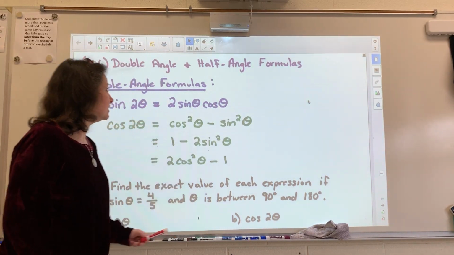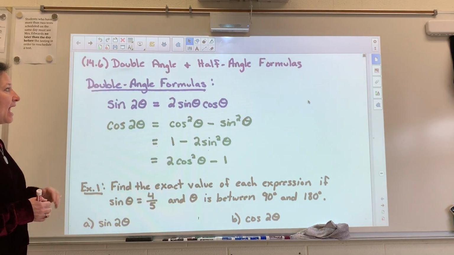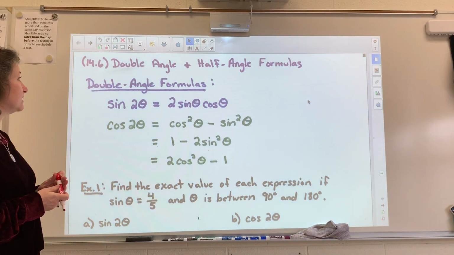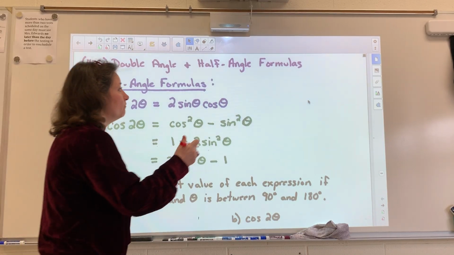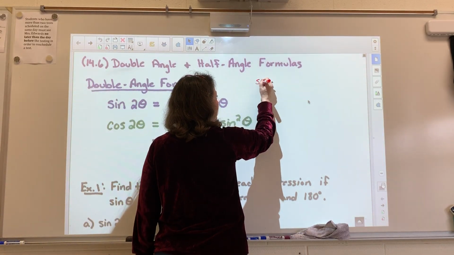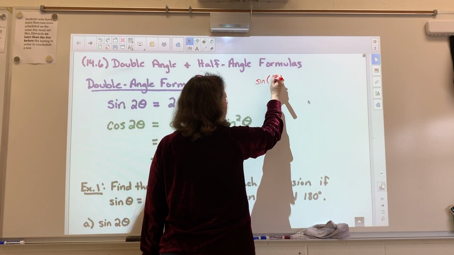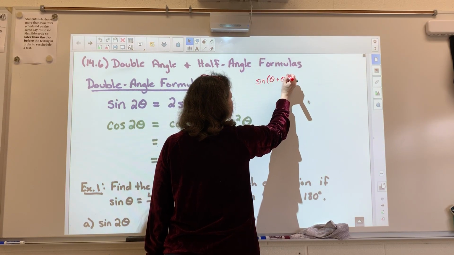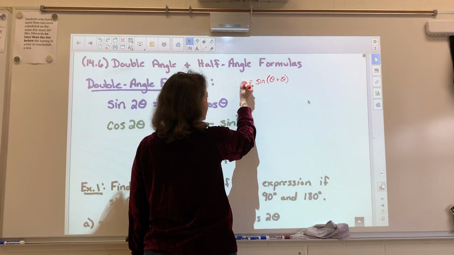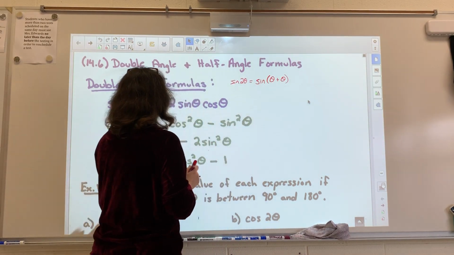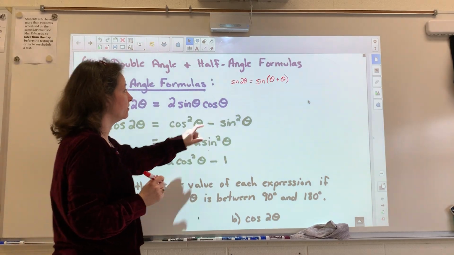To begin with, the double angle formula actually comes from the sum and difference formulas that you did in section 5. We had sine of two angles being added. What if those two angles were the same angle? So that would be the same as sine of theta plus theta, which is 2 theta. That's this formula we're about to learn right here.